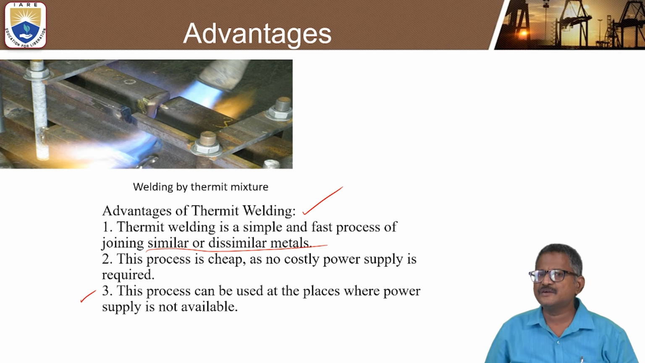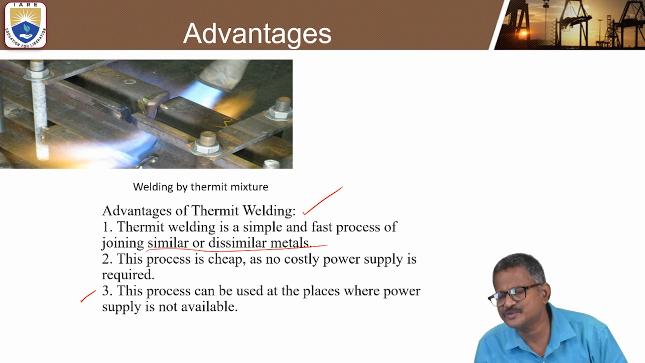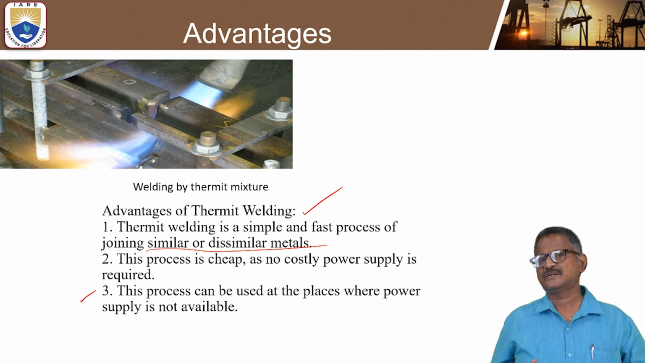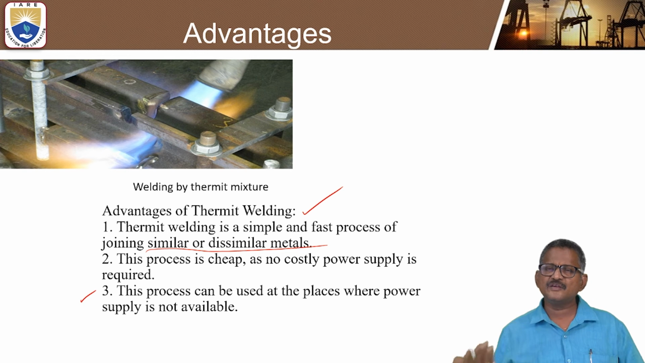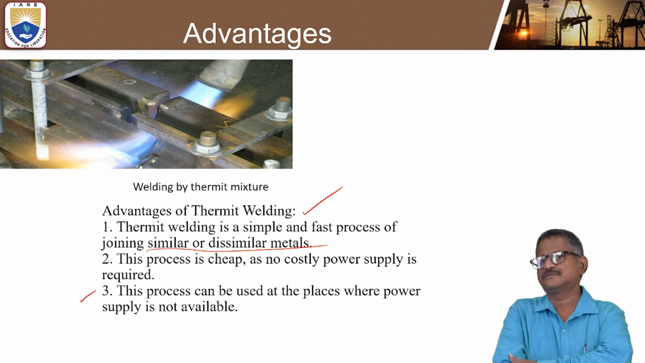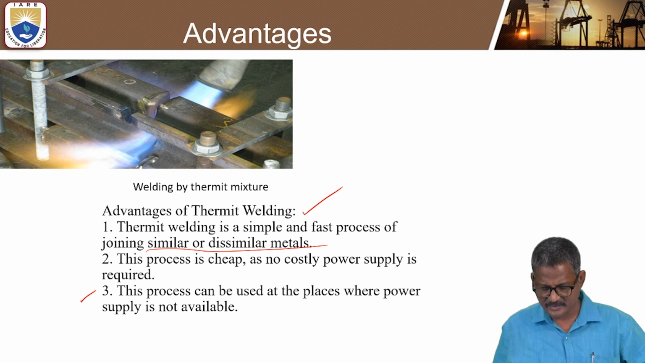So where you are able to perform better, this is the suitable process. It is cheap. There is no costly power supply required. Okay, and one more thing is this process can be used at all the places where power supply is not available. So this is about some basic advantages of the thermite welding process.